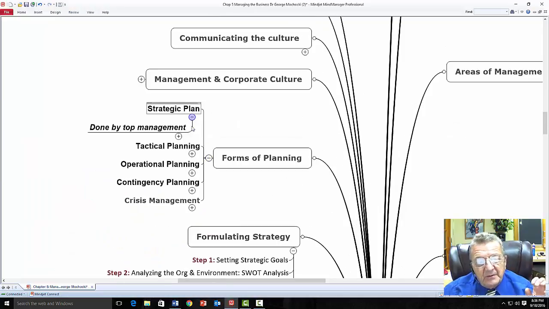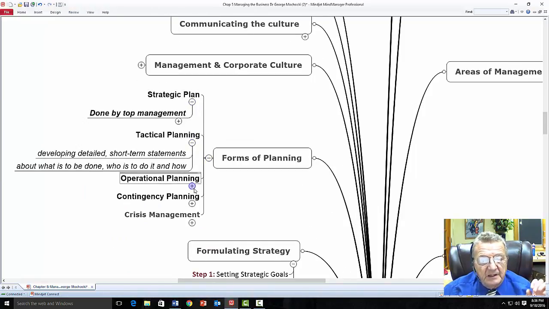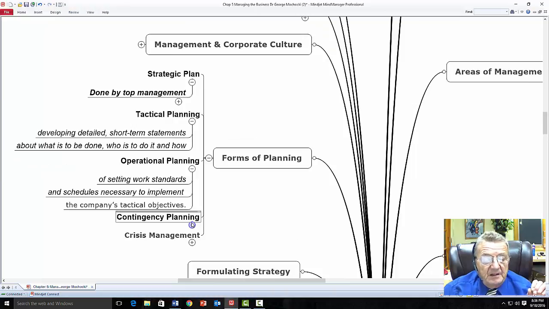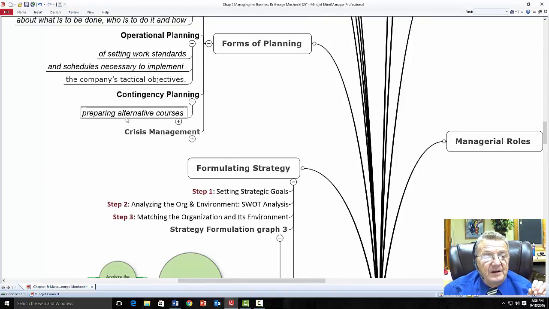Okay, now forms of planning. You have the strategic plan, we already talked about that. We have tactical planning, we have operational planning. You have contingency planning, which is preparing for alternatives. When I make a plan, when I'm looking at the decision processes that we talked about, I come up with one plan. Here's how I want to do it. Always in business have two other contingencies.